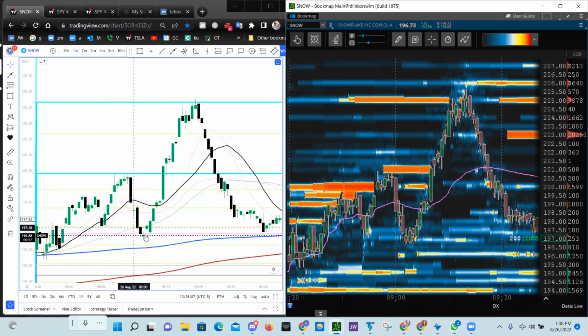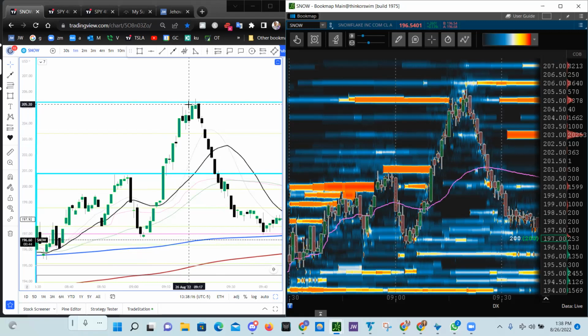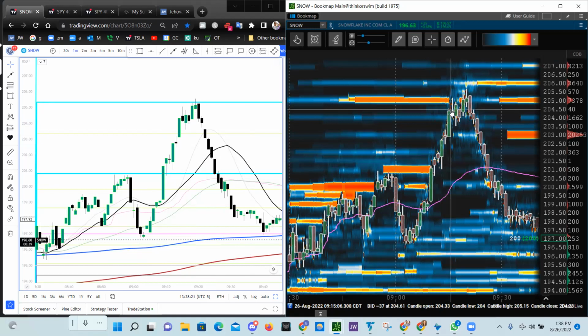Where does it dump back to? Got a nice double algo down here, bounces off of there. They push it back, support on the algo. All right, and then where are they pushing to? The next level of algos. So again, the liquidity and the algos lined up beautifully.